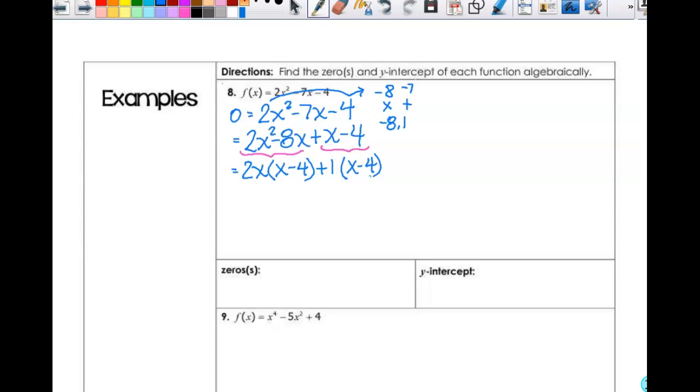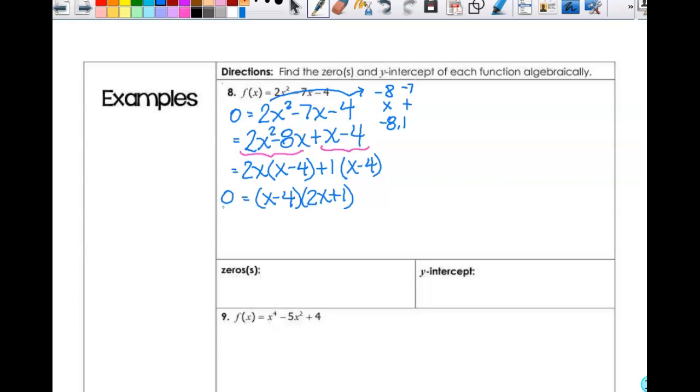Now that I'm at this step, I'm still not finished factoring. This gives me x minus 4 times 2x plus 1. Okay, we have factored. This is why we went over factoring so much, and you're going to have to factor in pretty much everything we do.